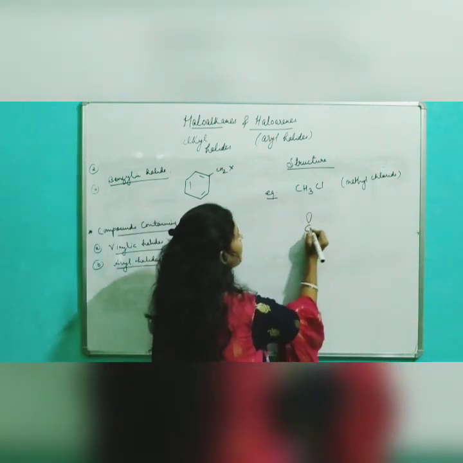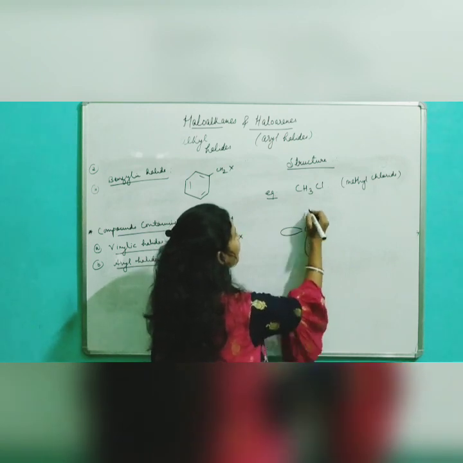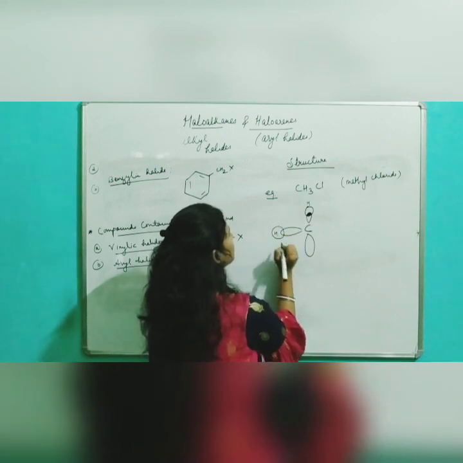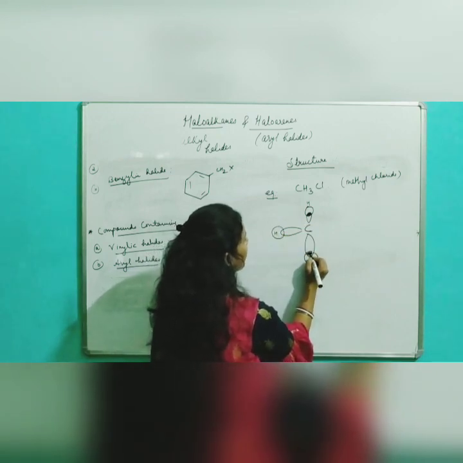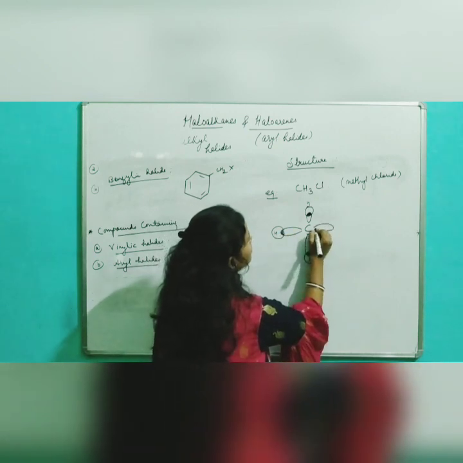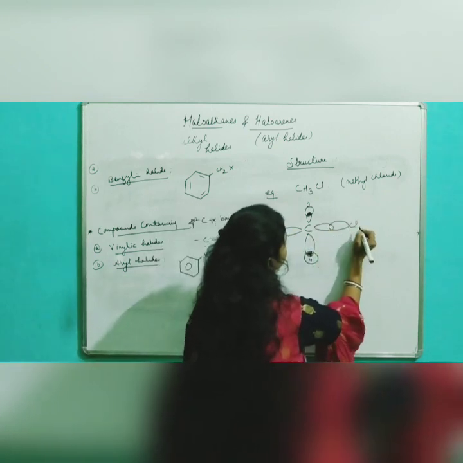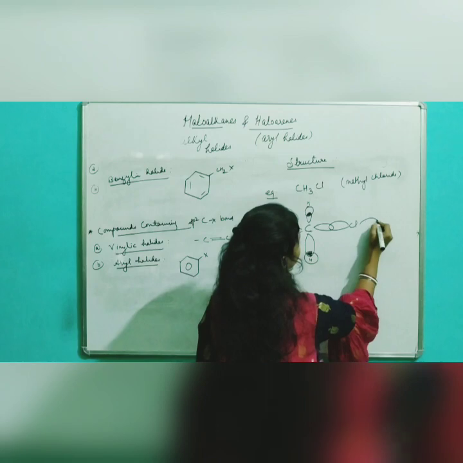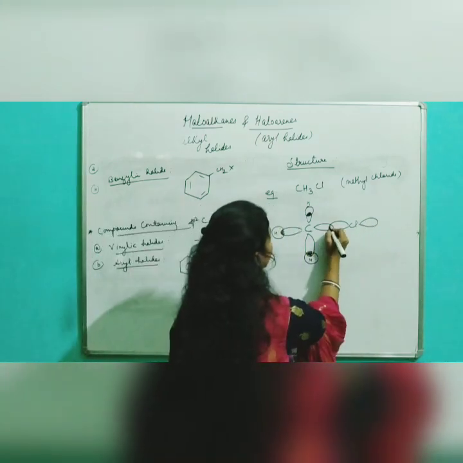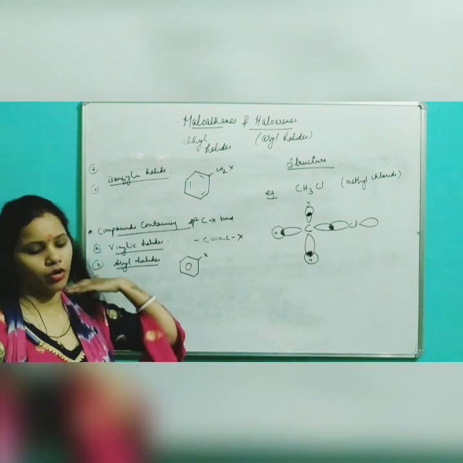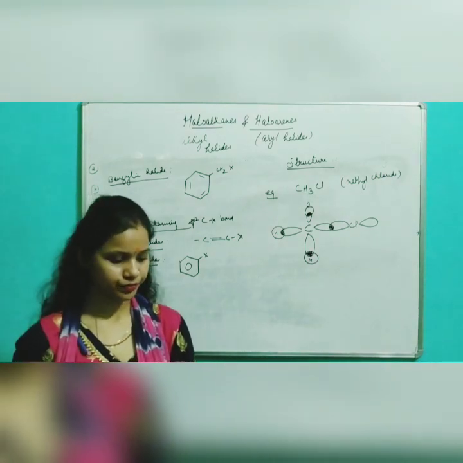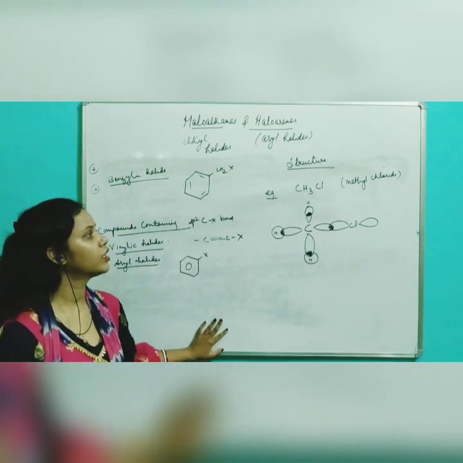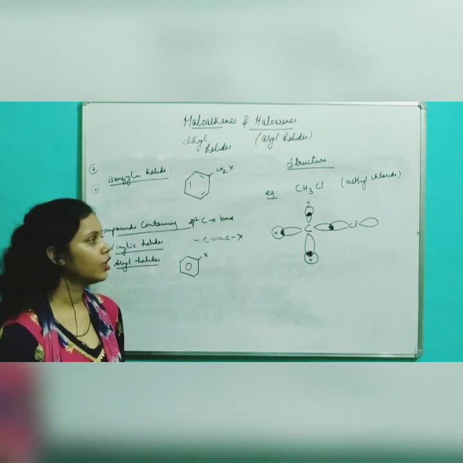This is a hydrogen atom occupying the s orbital. This is a hydrogen atom. Again, this is a hydrogen atom. And this is with the Cl atom. So here the C-Cl bond is an sp3-p sigma bond. All bonds are sigma bonds. This is the structure of methyl chloride. Simple, I have drawn.